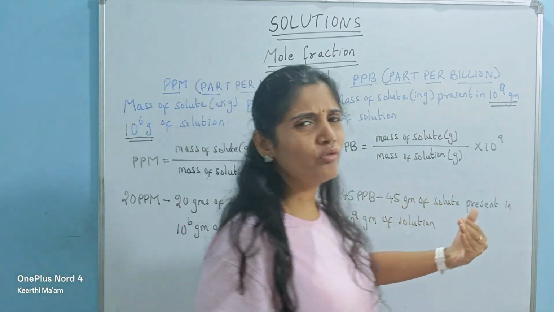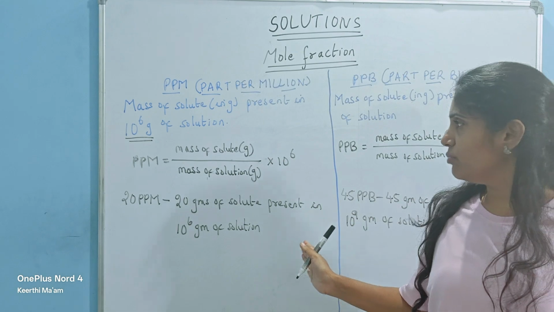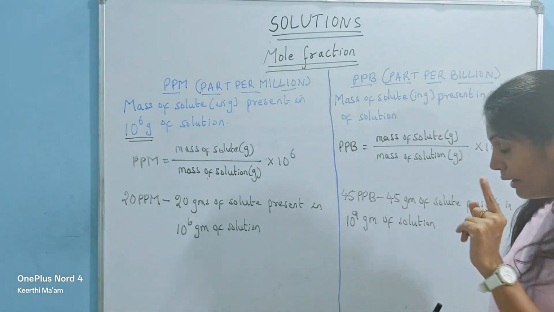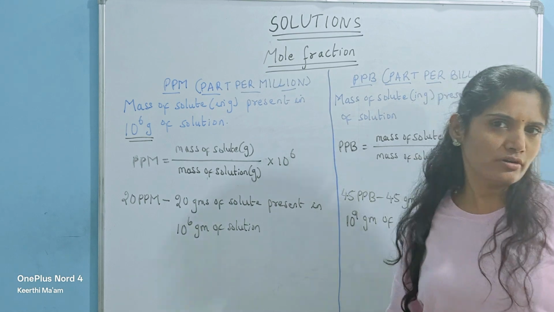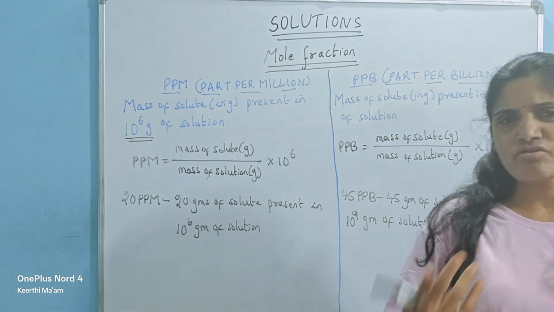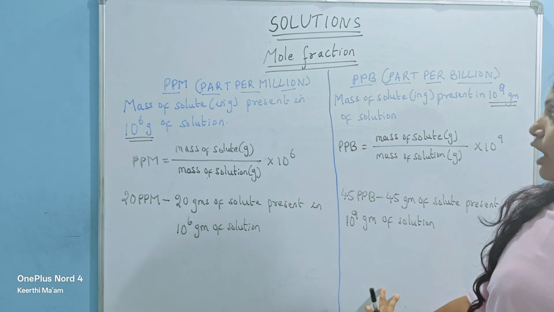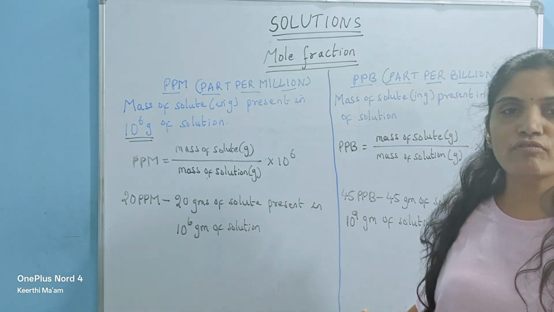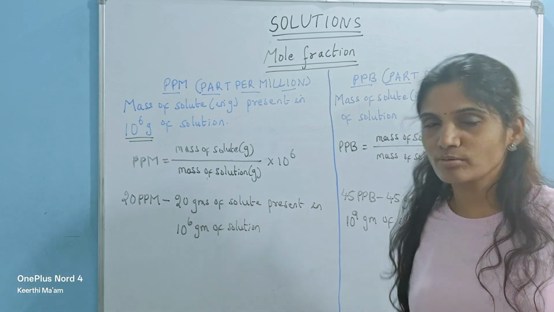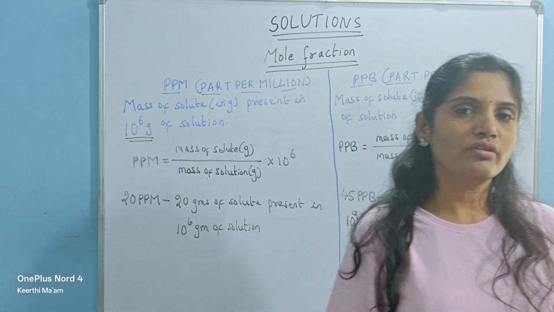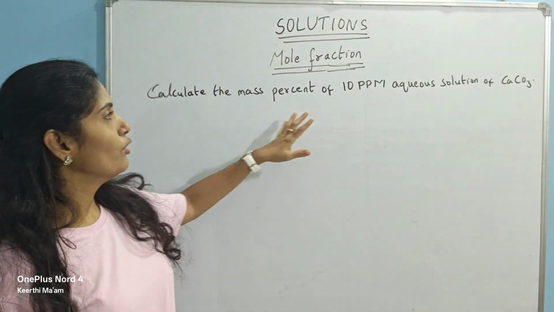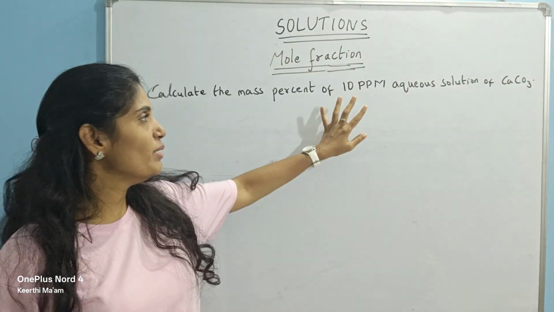More than direct questions on ppm and ppb, usually you get questions in the exam regarding ppm and ppb by linking it with other concentration terms. It is difficult to understand orally in words, so let us do a numerical to understand how ppm and ppb are applied in a question with the other concentration terms. Let us solve a numerical on the basis of ppm.